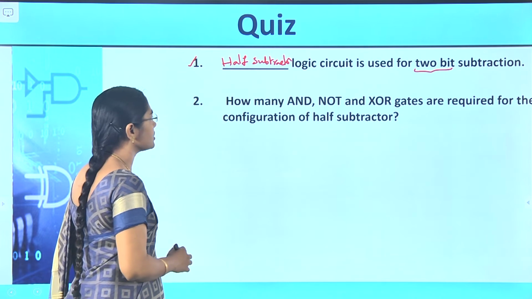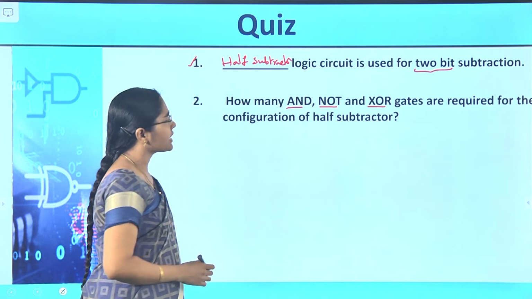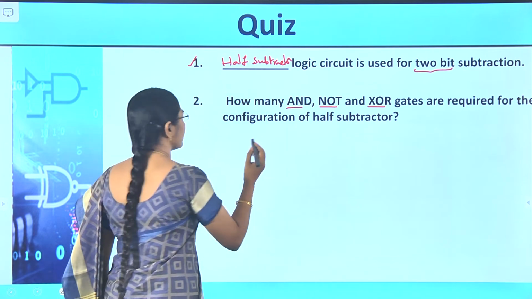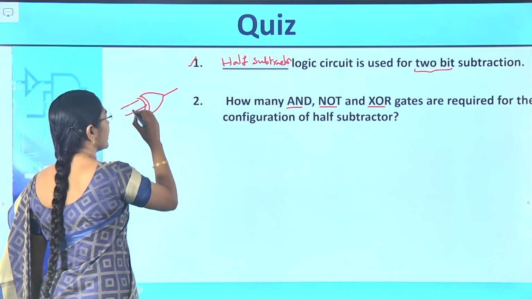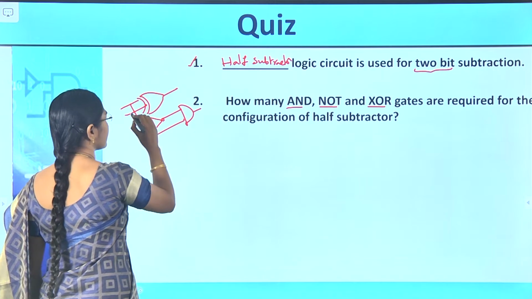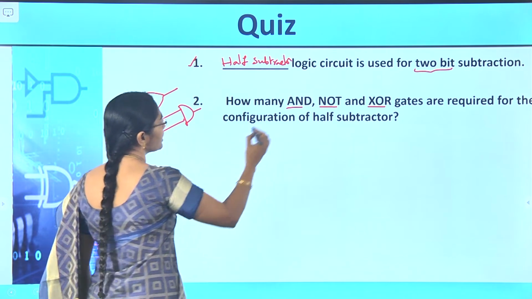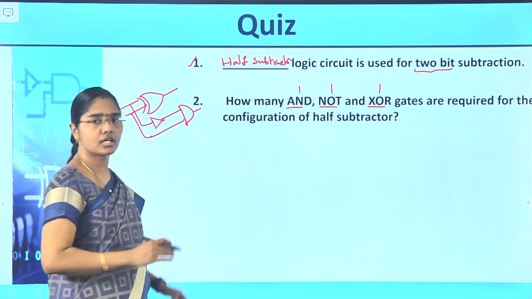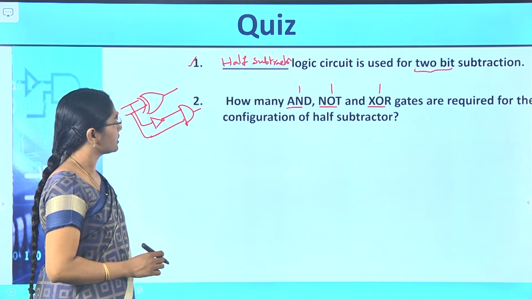Then next question, how many AND, NOT and XOR gates are required for the configuration of half subtractor? What is the logic diagram? One XOR gate, one NOT gate, and one AND gate. So, this is the logic diagram of the half subtractor. Therefore, one AND gate, one NOT gate and one XOR gate are required for the configuration of the half subtractor.